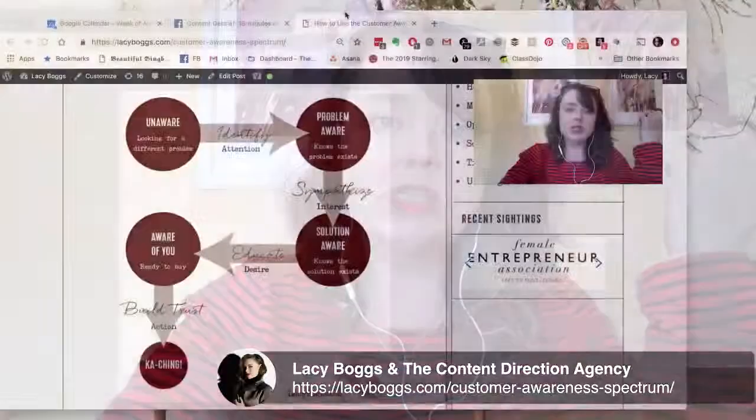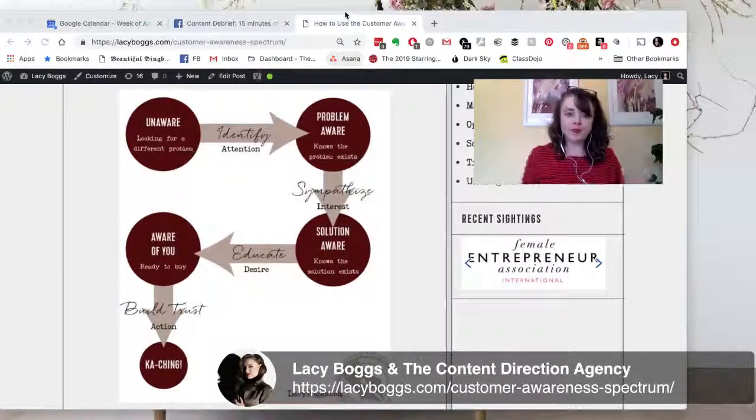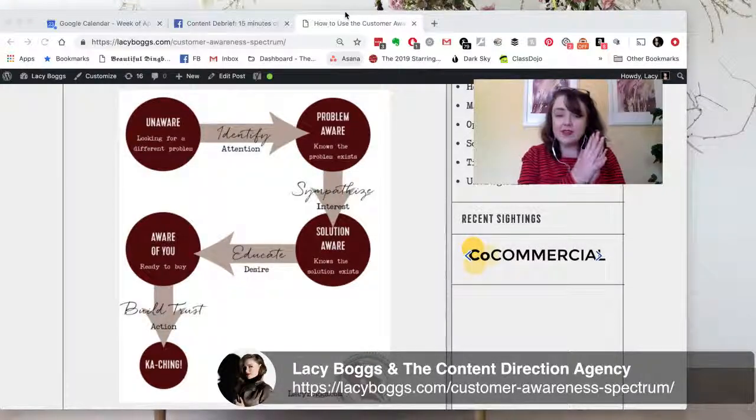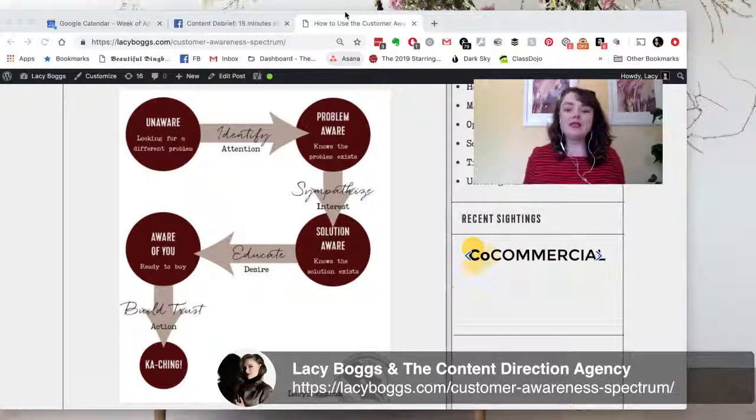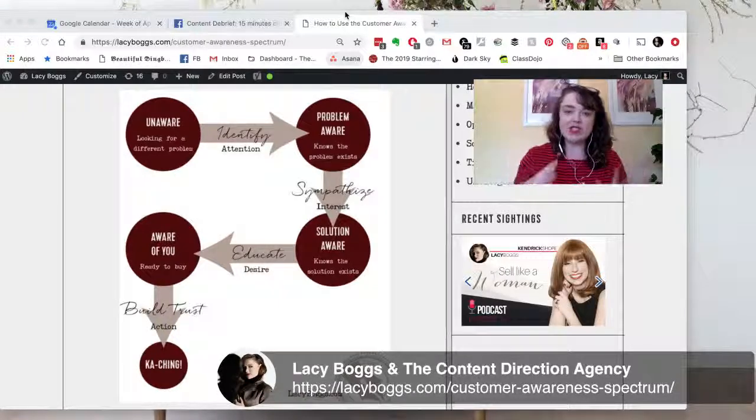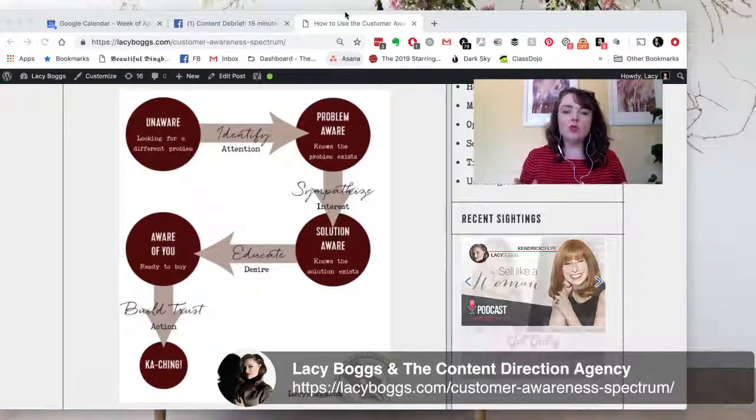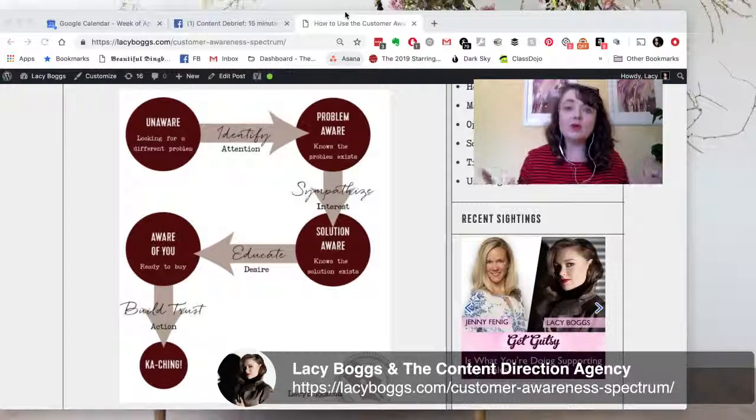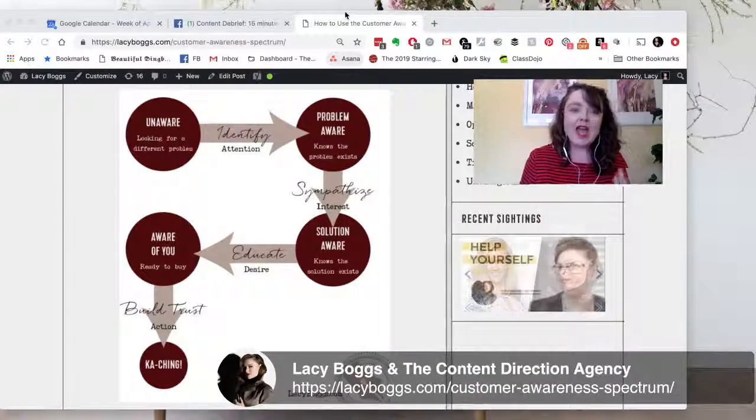So I'm actually going to try to share my screen here. There we go. This is a wonderful little graphic that my graphic designer put together for me a while back. Basically, it lays out the different stages of the customer awareness spectrum. And what we need to remember is that people come to your business at different stages of understanding and different stages of awareness, right?